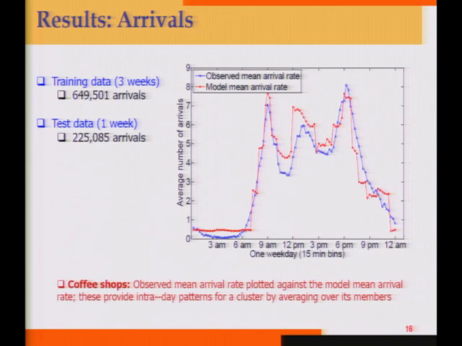There is one result I'm showing for the model that we got out of this framework. The blue line is the actual observed mean arrival rate, I think this is for coffee shops, right? We have 4 weeks of data. The first 3 weeks we used for training, and the last week for testing and validation. The blue plot is, first I average across all those arrivals, and then I average over all the weekdays. This is a typical weekday plot.